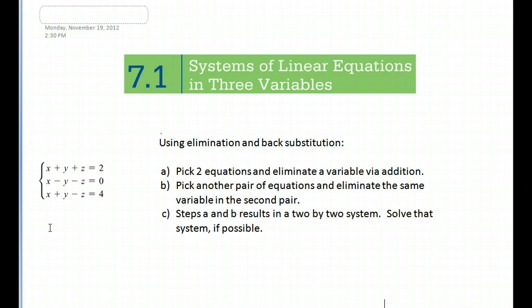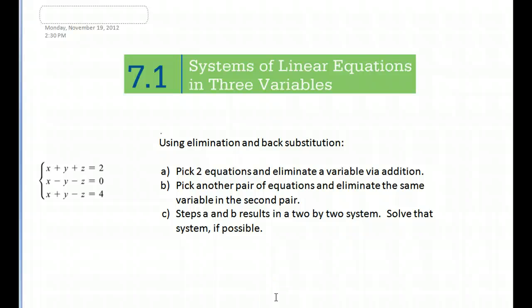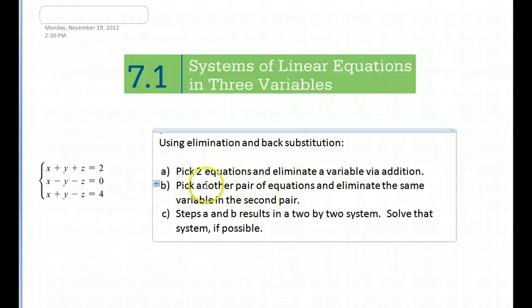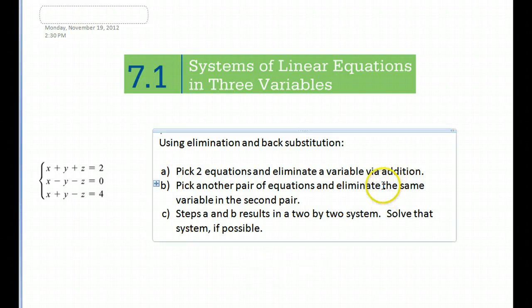So we take what I call a 3x3 system, meaning 3 equations, 3 variables, and we reduce it down to what we did in chapter 2, which is what I call a 2x2 system, 2 equations and 2 variables. And the way we do that is use this 3-step process. We pick 2 equations, eliminate a variable via addition, and then we pick a different pair of equations, but we make sure to eliminate the exact same variable. I'm going to highlight that to make sure you understand it's got to be the exact same variable that you eliminated in part A.